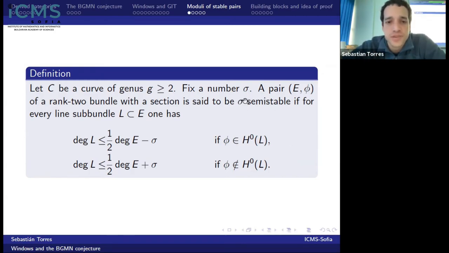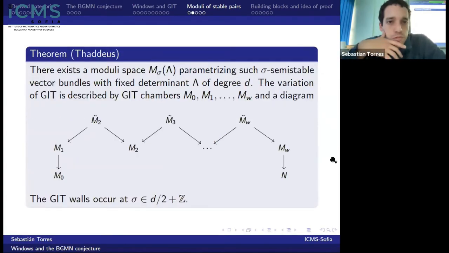And for different sigmas, you will get different stability conditions. You will get different moduli spaces. And there's this work by Thaddeus that shows how to construct these moduli spaces. By the way, I'm fixing the determinant to be lambda, of odd degree. So there are these moduli spaces, and there's this GIT decomposition and walls and chambers. The chambers are M0, M1, M2, and so on, and they fit into this kind of diagram where M1 and M2 are related actually by a flip. And interestingly, the last chamber is what I'm calling MW, and this carries a map, like an Abel-Jacobi map, which is like a forgetful map, to N. N is our space. N is the one that we are actually interested in, which is the moduli space of vector bundles. Not pairs, just vector bundles.